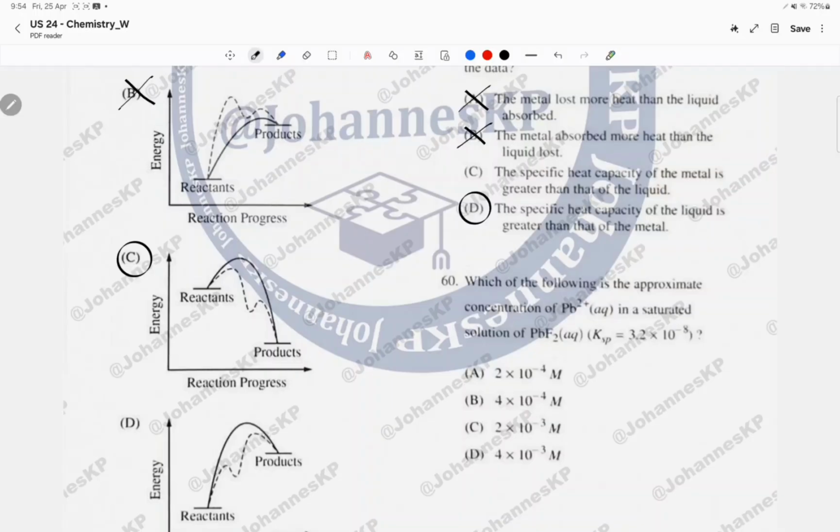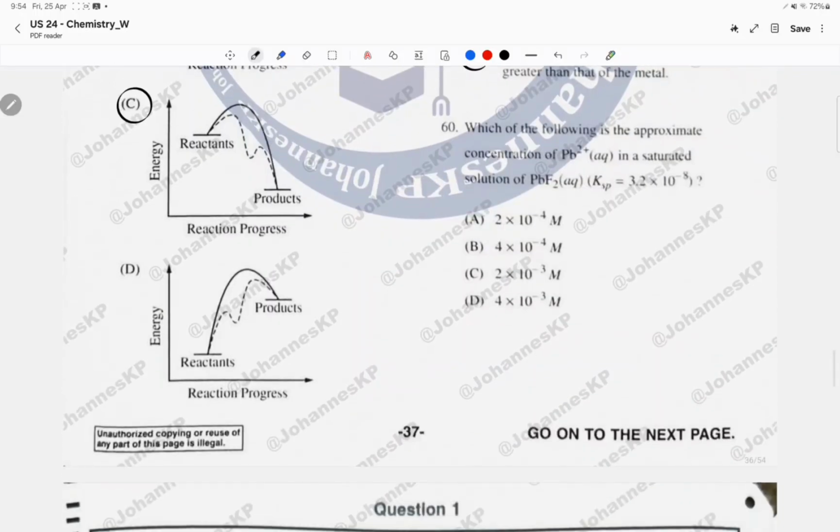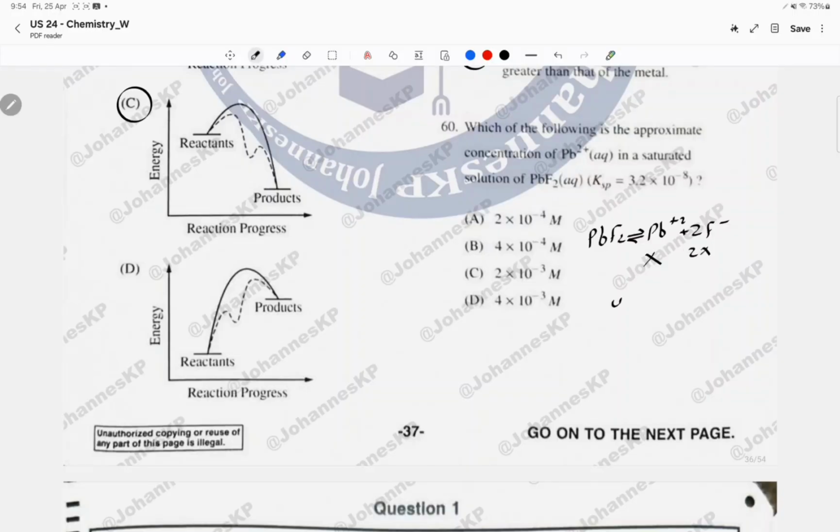Okay. So you're going to be using the, just break it up into Pb and 2x, 2x. So 4x cubed is equal to Ksp, x is equal to the cubic root of Ksp divided by 4. And I got choice C.